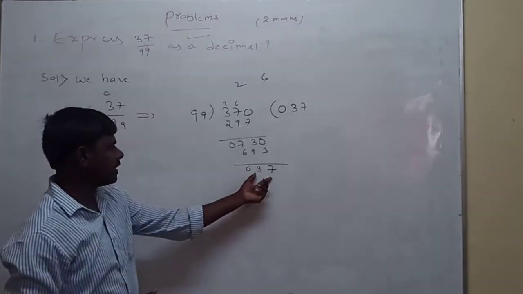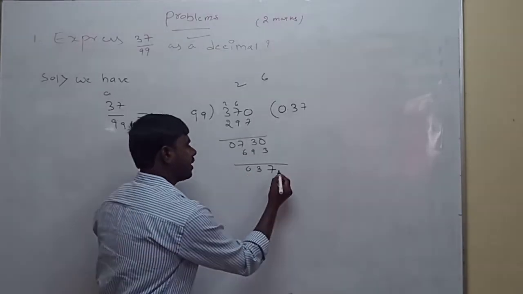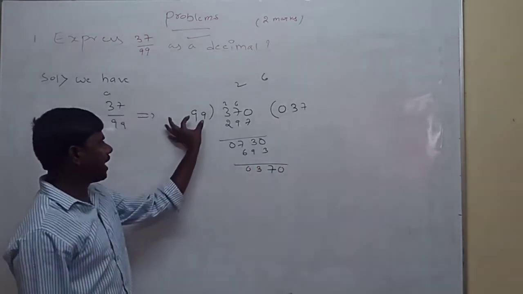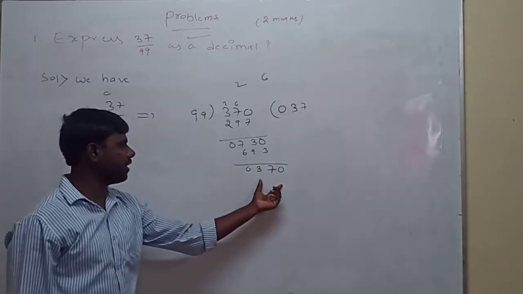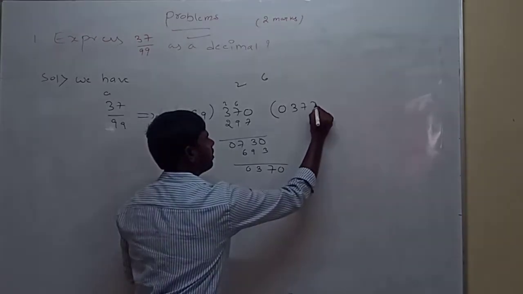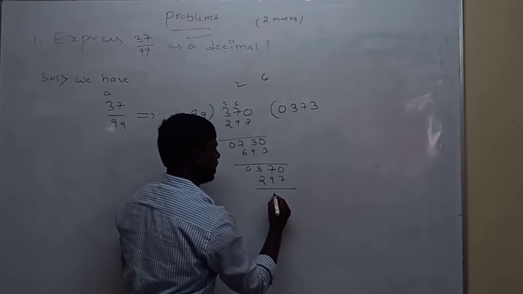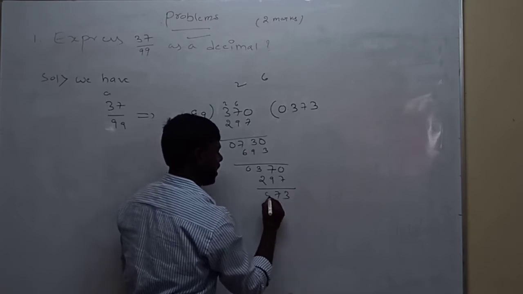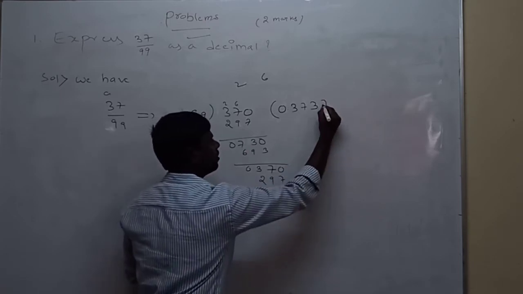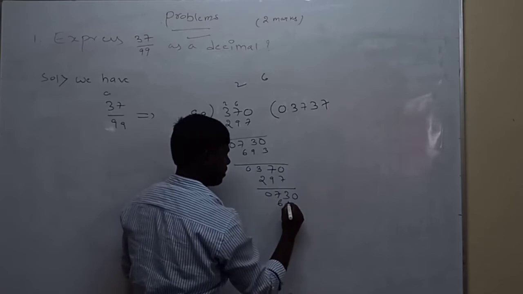So again 37 is not divisible by 99, so directly we can take 0. Multiplying 99 here, the number that should come is 3 again. So 99 times 3 is 297. Subtract those values, 73 should come, again 0. So again 7, 693.